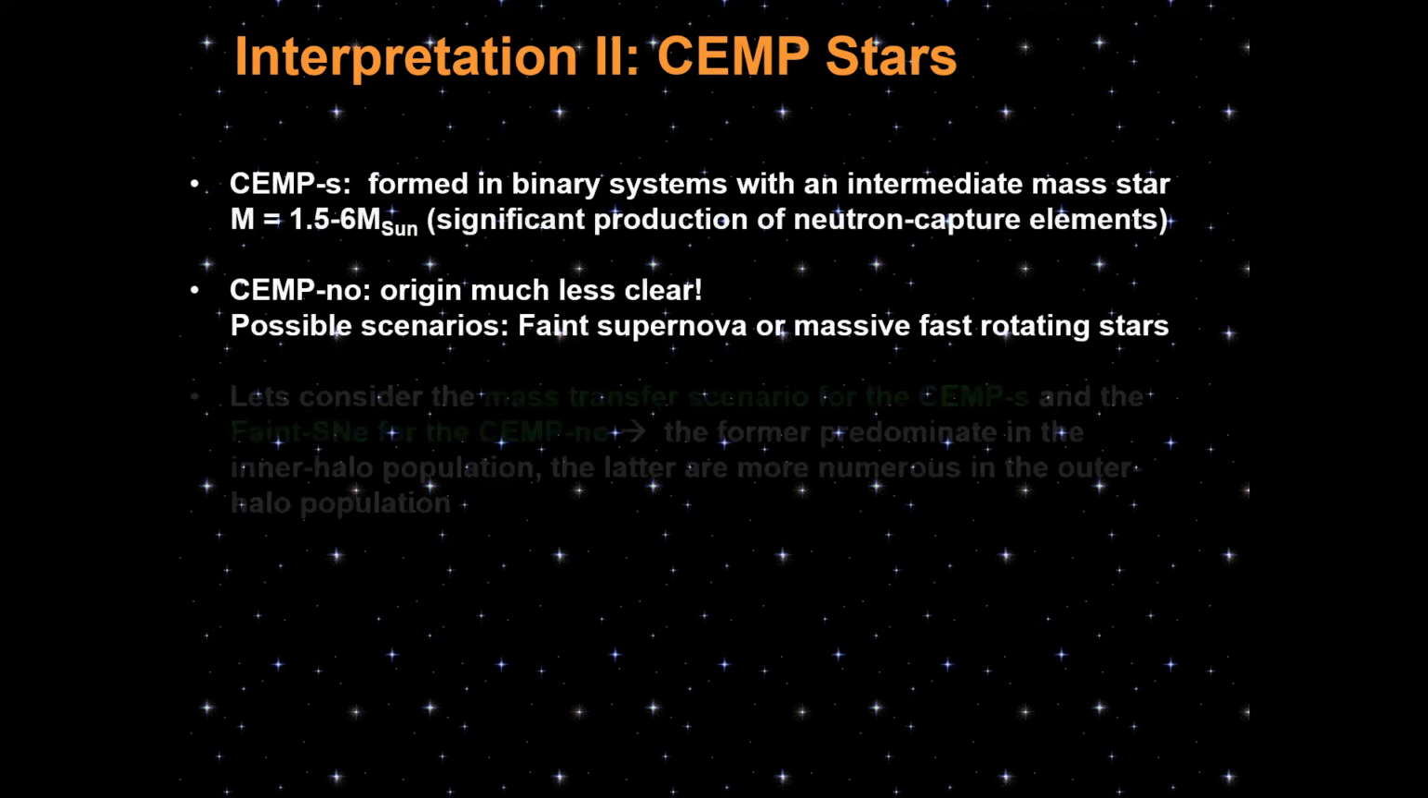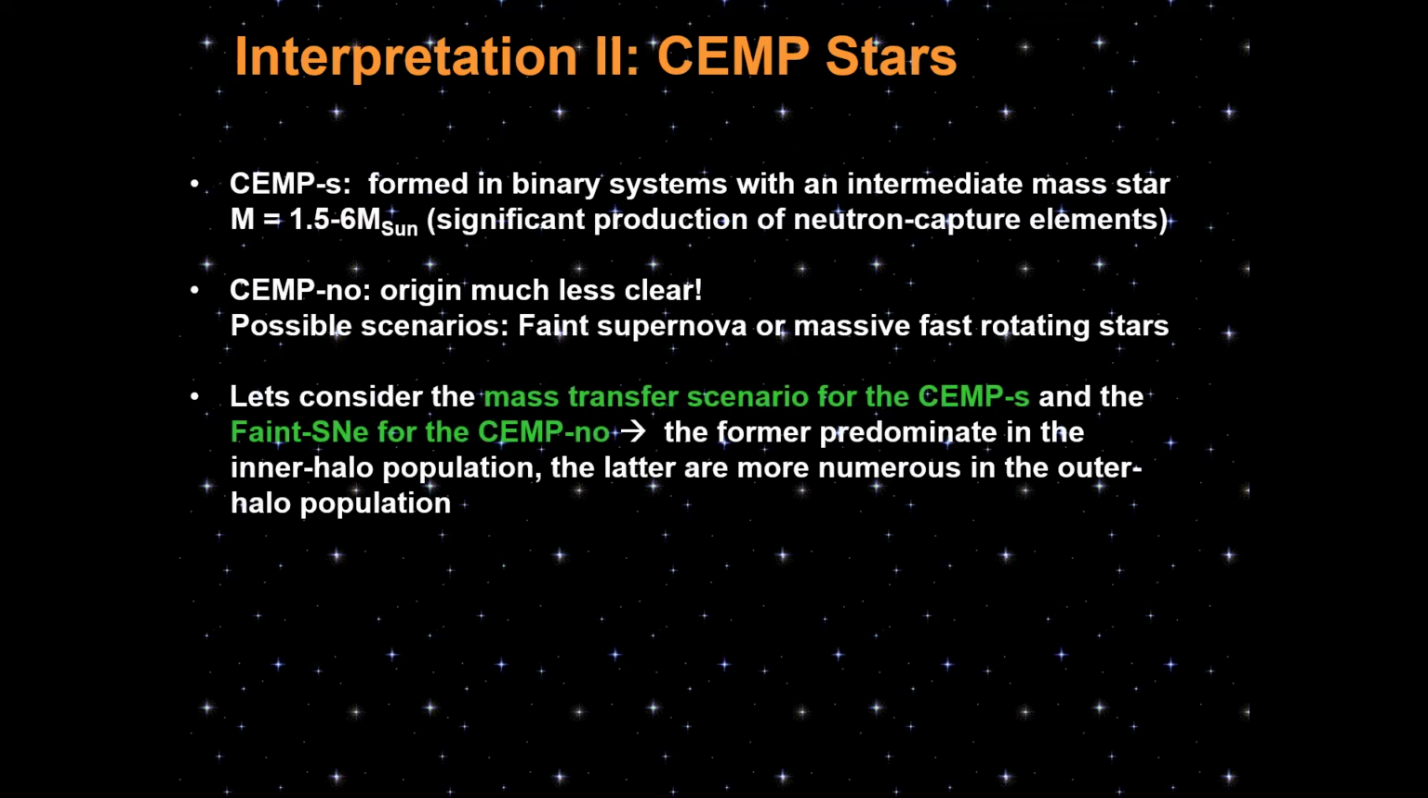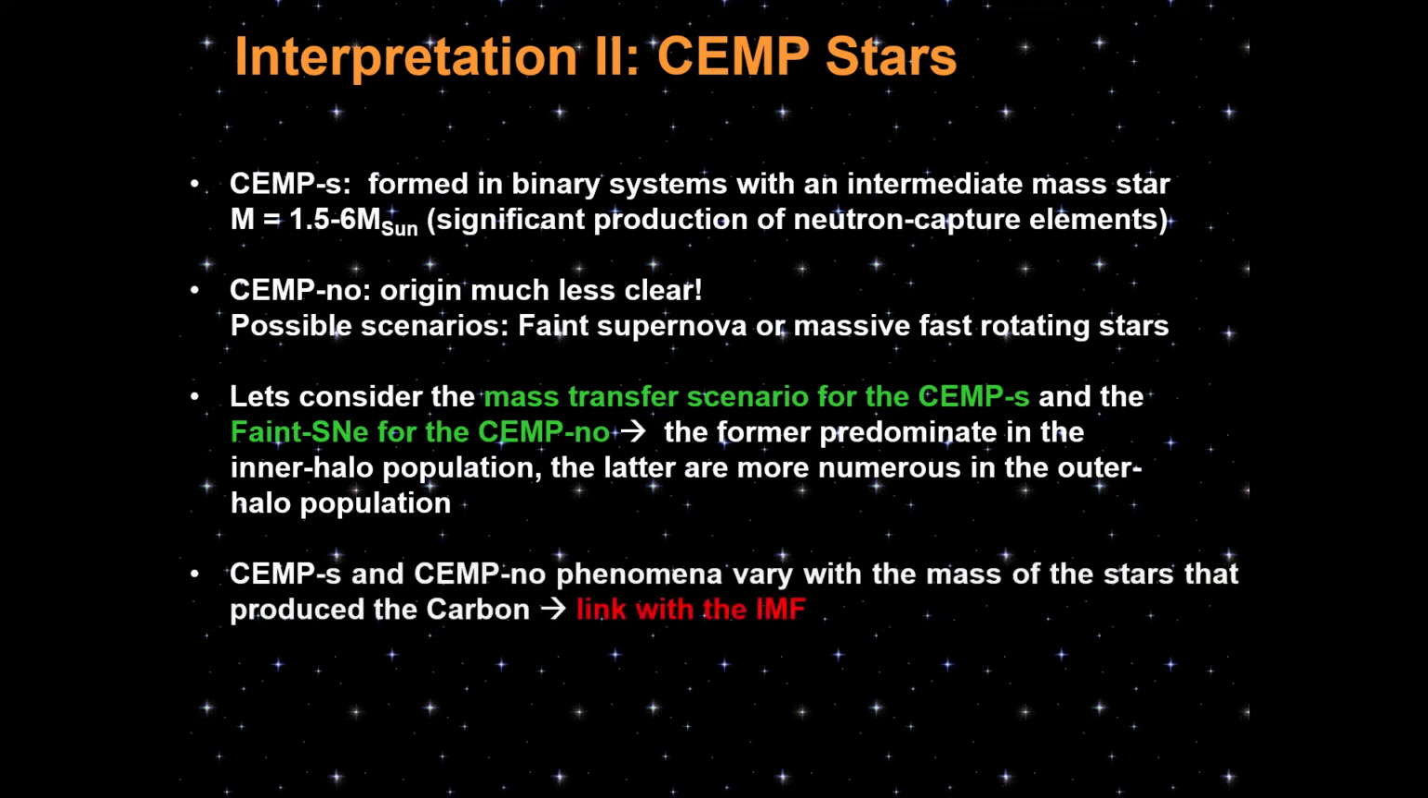Now, quickly, the CEMP distribution in the inner and outer halo. We saw before that CEMP-s formed in a binary system, and for CEMP-no the origin is likely the first stars formed in the universe. So let's consider these scenarios then. And we saw that the CEMP-s predominate in the inner halo, the CEMP-no predominate in the outer halo.